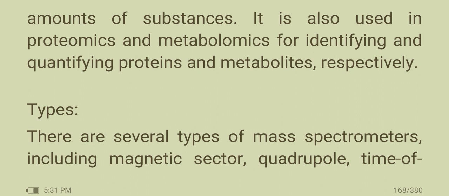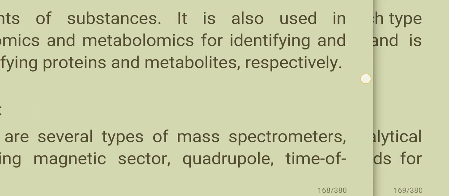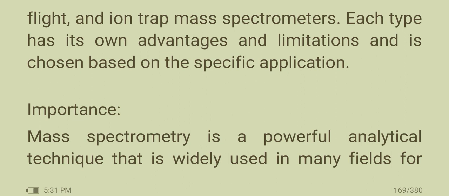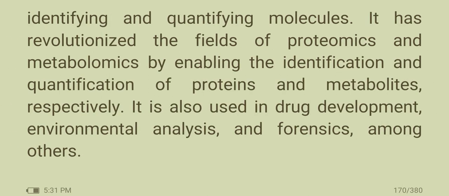Next, there are several types of mass spectrometers, including magnetic sector, quadrupole, time of flight, and ion trap mass spectrometers. Each type has its own advantages and limitations and is chosen based on the specific application. Mass spectrometry is a powerful analytical technique that is widely used in many fields for identifying and quantifying molecules. It has revolutionized the fields of proteomics and metabolomics by enabling the identification and quantification of proteins and metabolites, respectively. It is also used in drug development, environmental analysis, and forensics, among others.